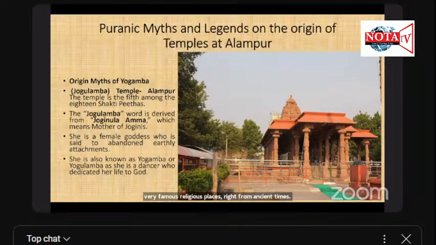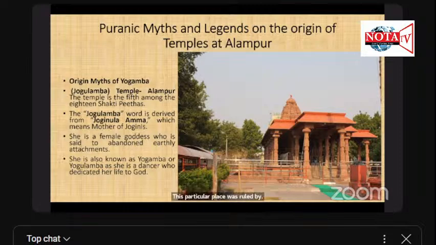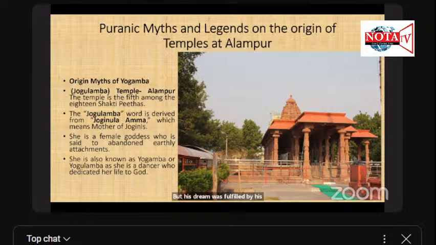Coming to the historical background, this particular place was ruled by the Chalukyas of Badami, who came into prominence around 540. It was during the time of Pulakesi II that, while passing through this place, he decided to construct a temple, but his dream was fulfilled by his successors, who constructed the Navabrahma group of temples. Later, the place also came under the control of the Western Chalukyas of Kalyani and also the Rashtrakutas. So this is a brief history.